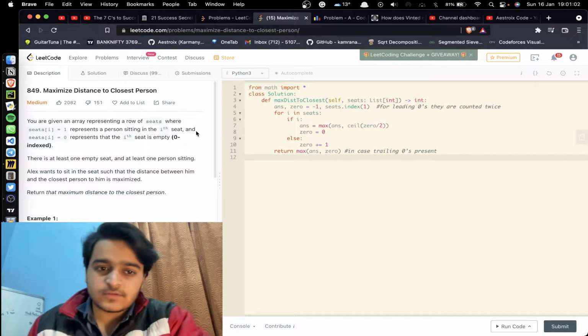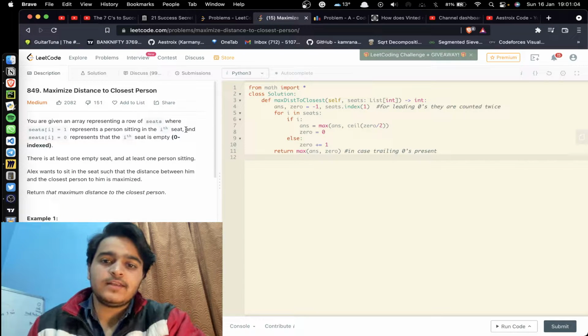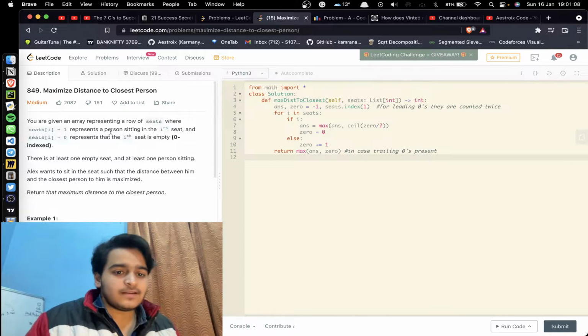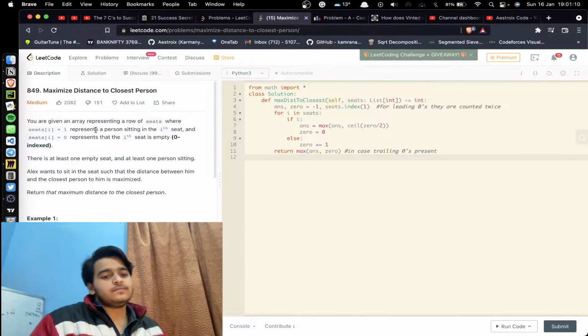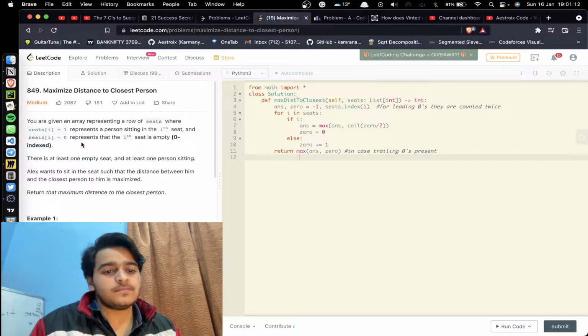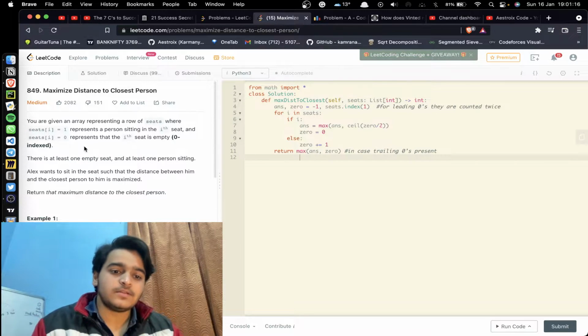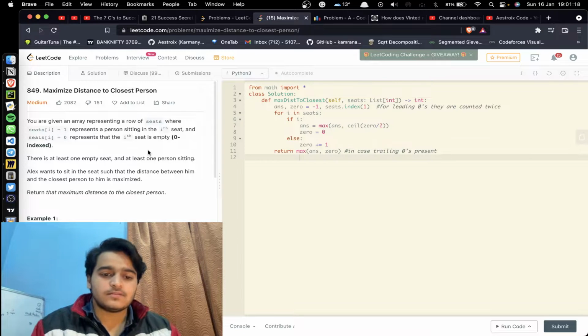Maximize the distance to closest person. This is today's LeetCode Daily problem, and let's jump right into it. You are given an array representing a row of seats where seats[i] equal to 1 represents a person sitting in the ith seat, and seats[i] equal to 0 represents the ith seat is empty. So no one is sitting there.